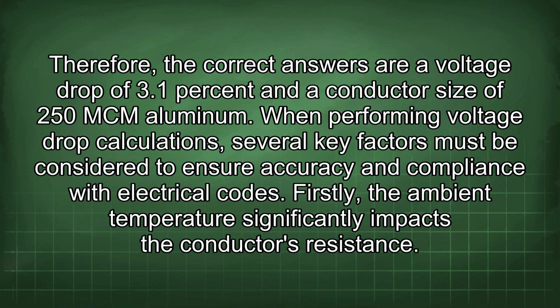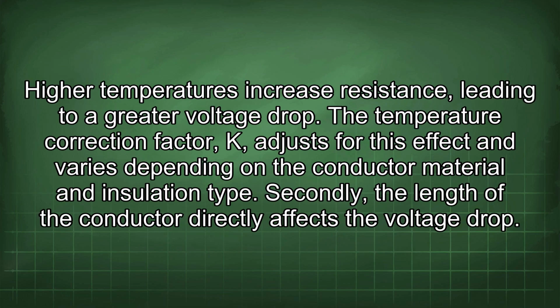When performing voltage drop calculations, several key factors must be considered to ensure accuracy and compliance with electrical codes. Firstly, the ambient temperature significantly impacts the conductor's resistance. Higher temperatures increase resistance, leading to a greater voltage drop. The temperature correction factor, K, adjusts for this effect and varies depending on the conductor material and insulation type.